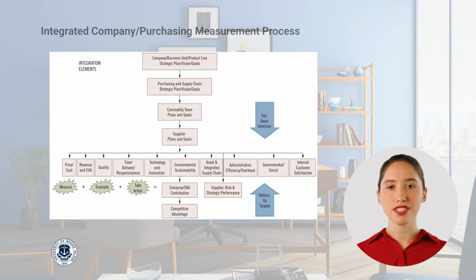Many organizations use an integrated company-wide measurement process. This process links purchasing performance to broader organizational objectives and ensures that supply management supports company strategy. Instead of measuring purchasing in isolation, the system integrates supply management metrics with financial, operational, and strategic goals across the firm.